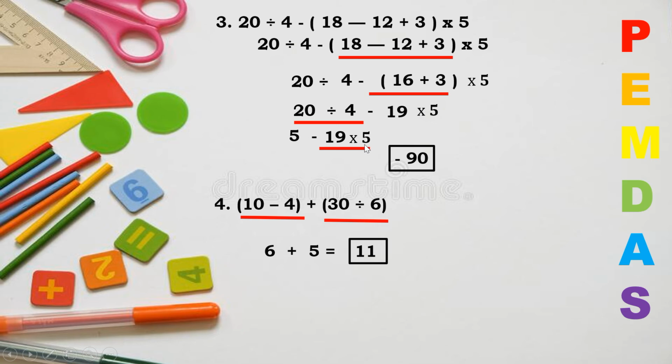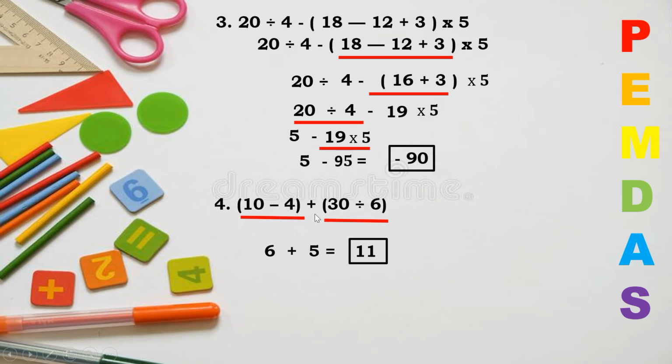So ayan. So 5 minus 19 times 5. So magsusubtract na ba? No, because there is multiplication. So 19 times 5 first. Okay? So ibaba ang 5. Then 19 times 5 is 95. Okay. So 5 minus 95 is equal to negative 90. Okay? So that is the answer. Tatandaan, parenthesis, multiplication, division first, and addition or subtraction.